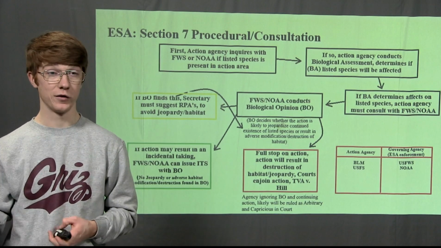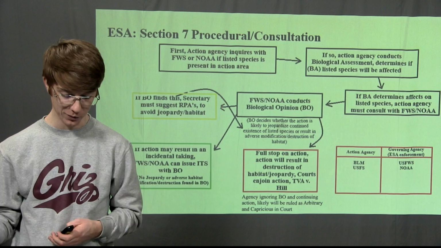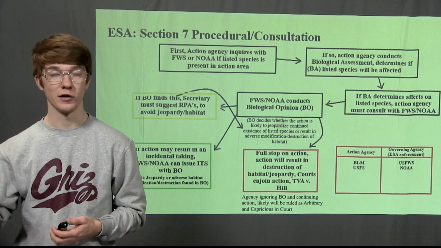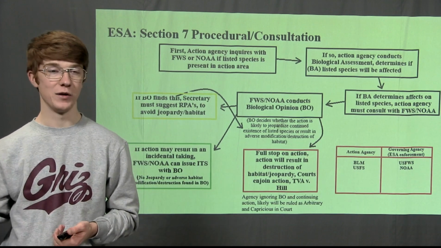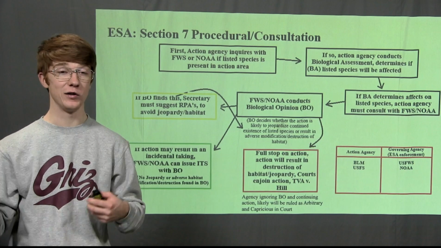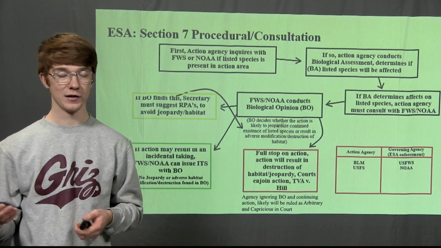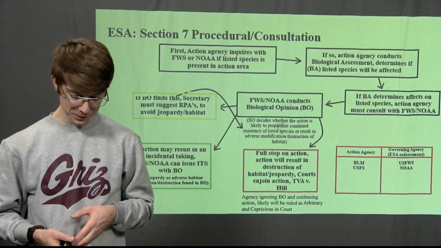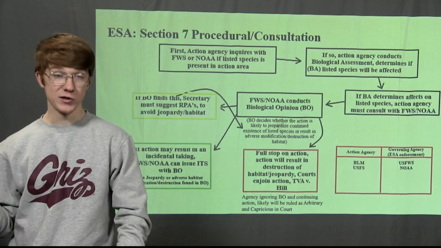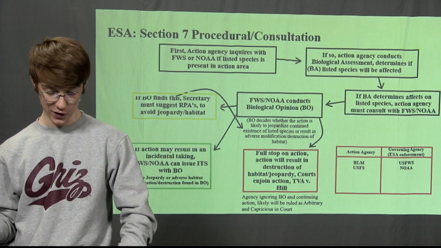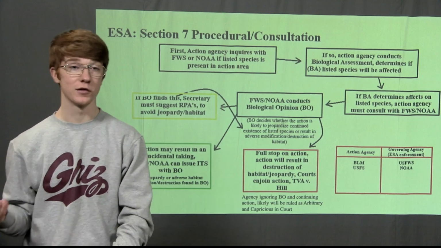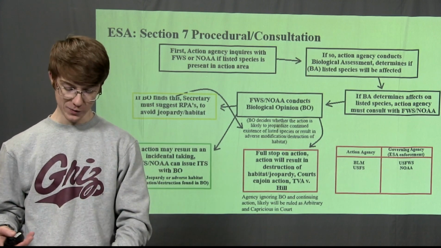The Fish and Wildlife Service comes out and they conduct their biological opinion. They concur with the Bureau of Reclamation, and they find that the activity is going to potentially jeopardize or adversely modify that flycatcher habitat. So the Fish and Wildlife Service then proposes some reasonable and prudent alternatives with mitigation measures.